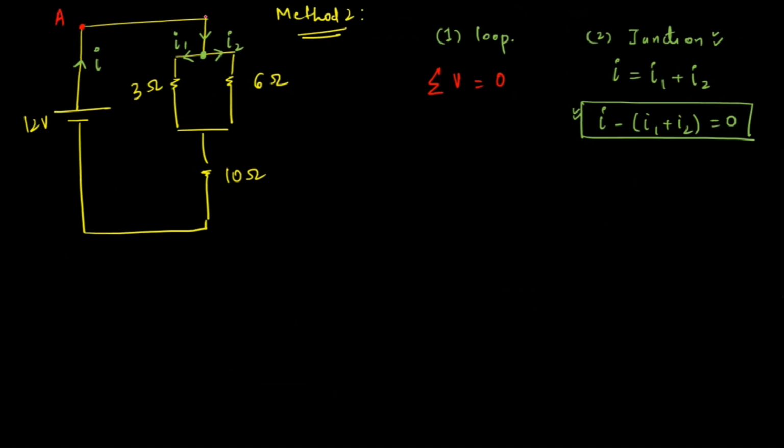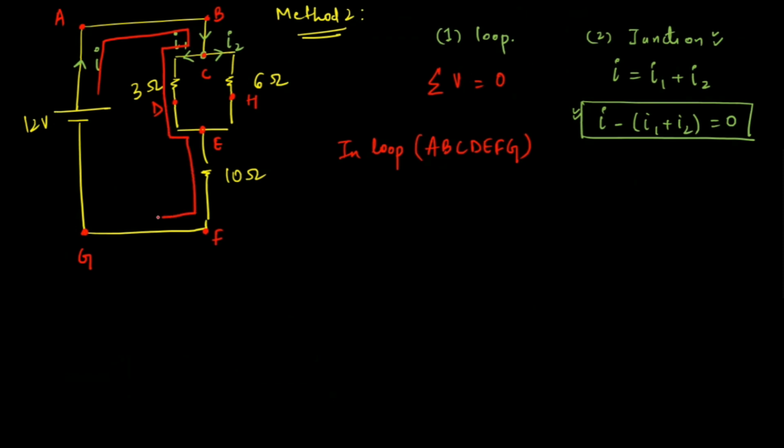How are we supposed to name this? So I'm marking this point as A, this as B, this as C, this point as D, this as E, F, G, and this point as H. So just try to visualize this thing. In loop A, B, C, D, E, F, G, which rule am I talking about? I'm talking about this particular loop. Got it?